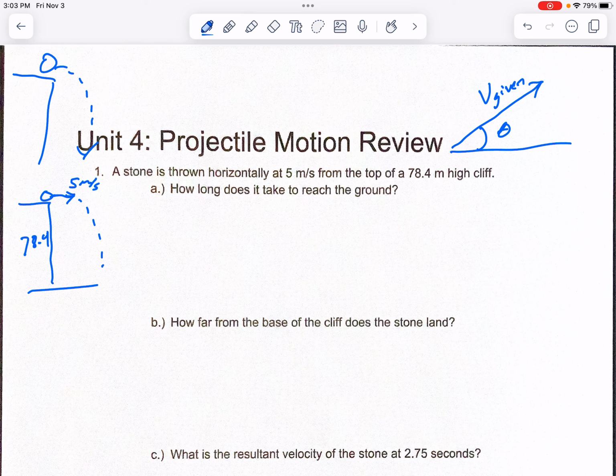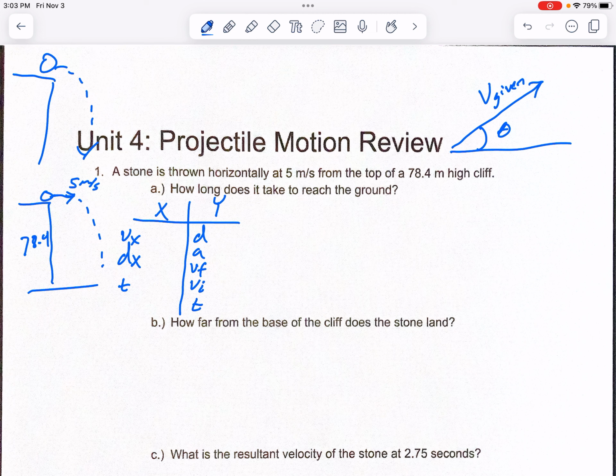On a type 1 problem, what I always do is set up a T-chart. I like to set up my horizontal side and my vertical side, so be careful where you put things, because that's usually where we see the most common mistakes: not putting it on the right side. On the horizontal side, remember it's always Vx, Dx, and T. And on the vertical side, it's going to be your D, A, V-initial, V-final, and T.